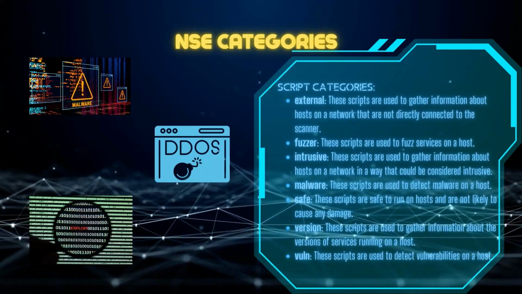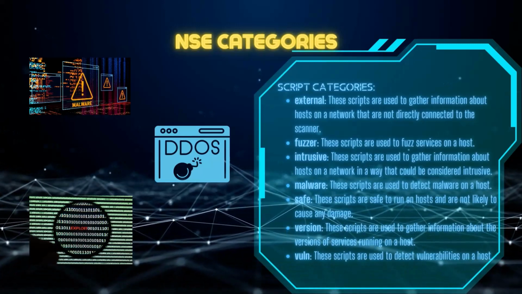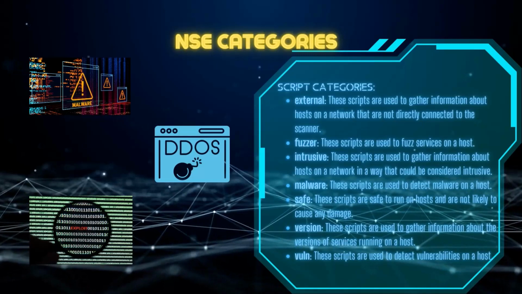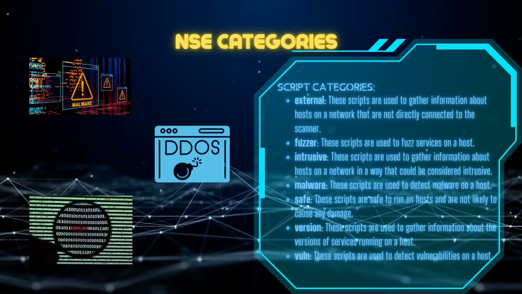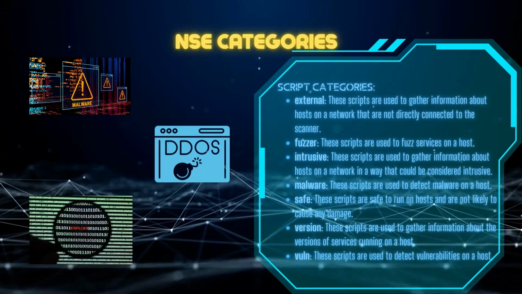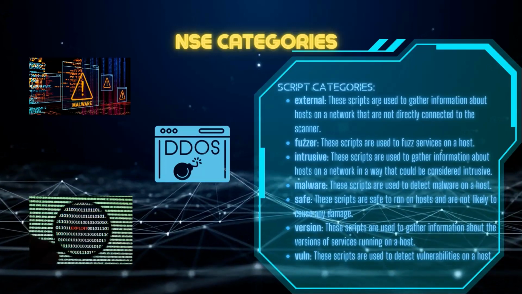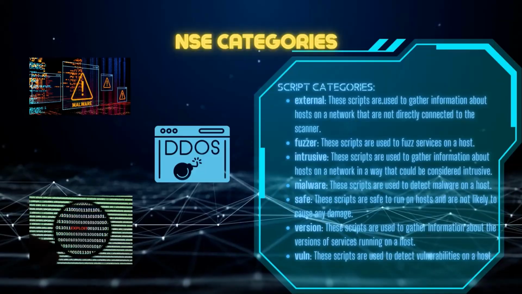Version: scripts in this category perform service and application version detection to identify installed software and their versions. Vuln: scripts in this category check for known vulnerabilities in remote services or software and may attempt to exploit them to gain access or perform other actions.